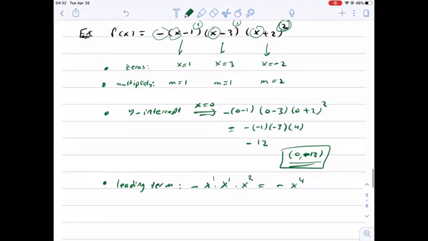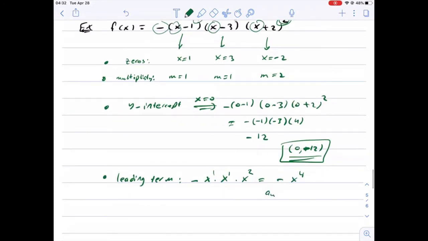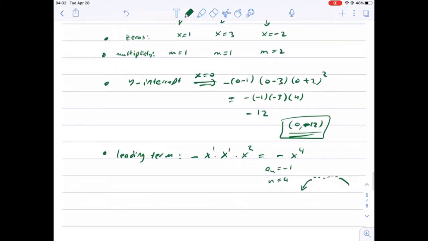And this determines the end behavior. The a sub 4 is -1 and n is 4. That means since the power is even, it's either open up or open down. But since the leading coefficient is negative, it's open down. So this is the end behavior.